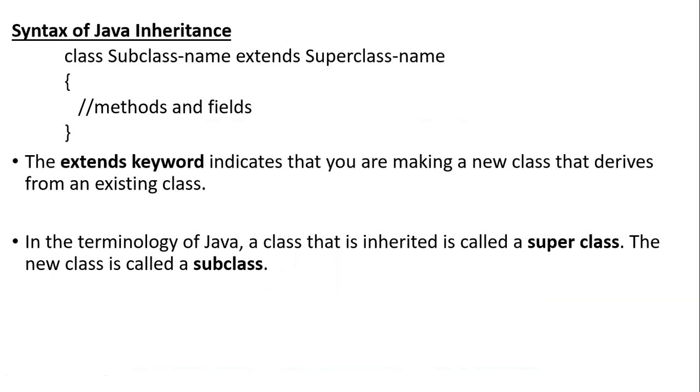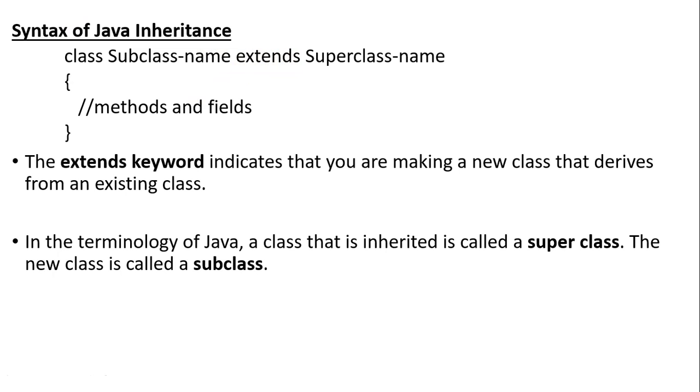When it comes to the syntax of Java inheritance, here is how we define a normal class: the class keyword, the name of the class, and inside the curly brackets you can provide methods and fields. But here you add a new keyword, that is extends. If you check the list of keywords in Java, extends is also there. So extends is a keyword which is used to represent inheritance.